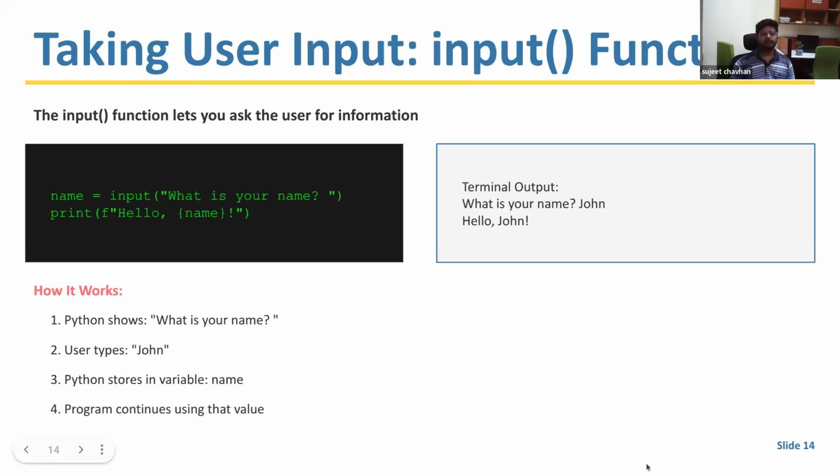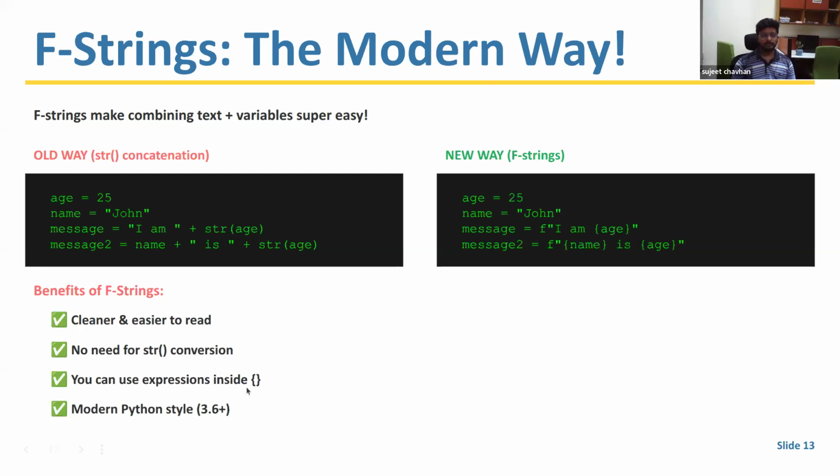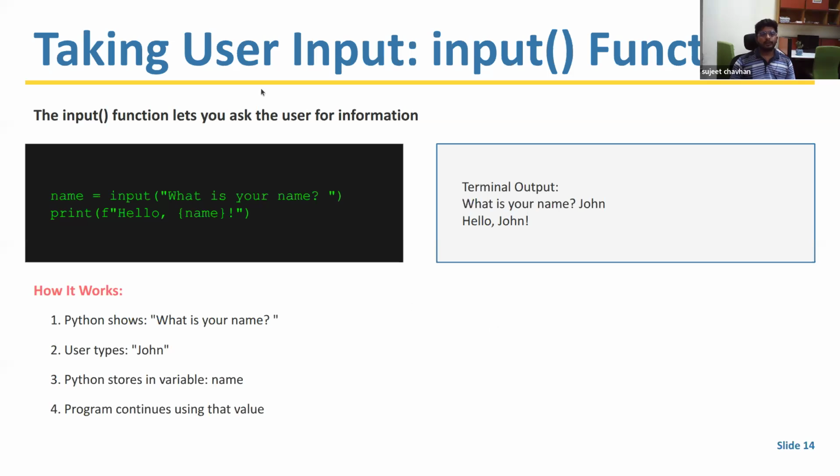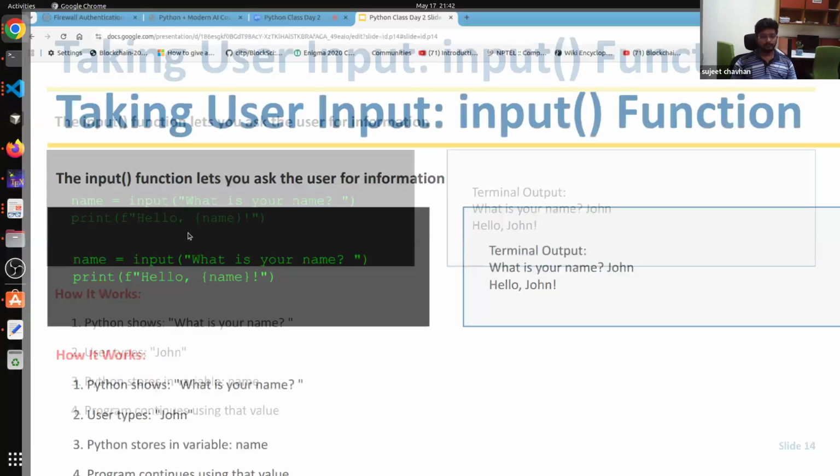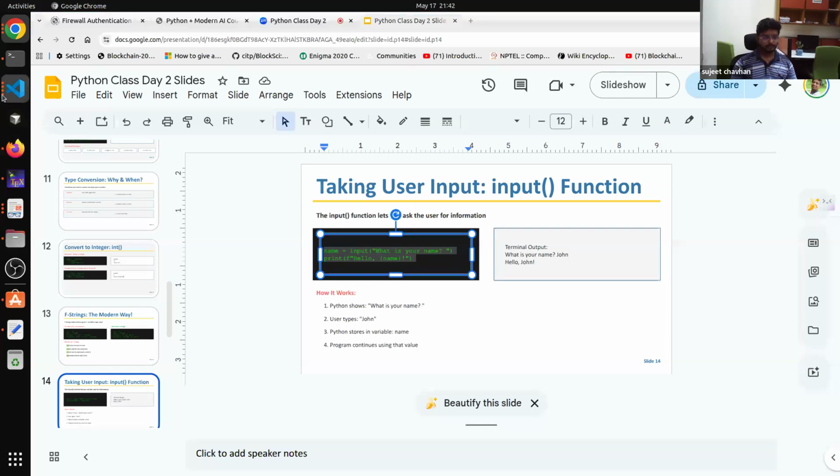So the next topic is taking user input. But before going to this topic, just let me know this F string is clear or not. So I hope this is clear for everyone. So taking user input, we use input function. The input function lets you ask the user for information. So I am writing name equal to input. What is your name? Just copy this.